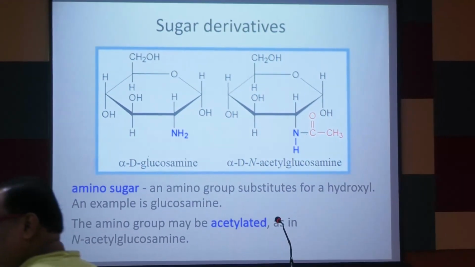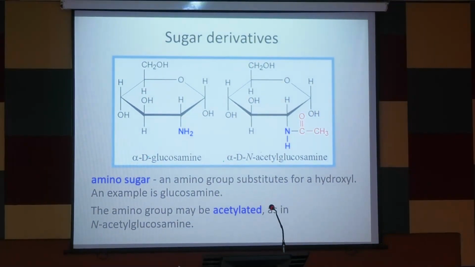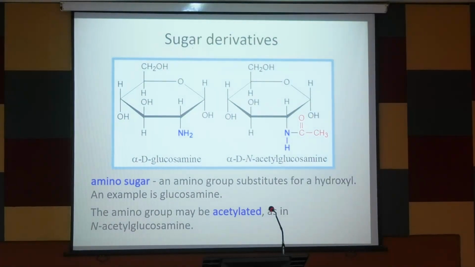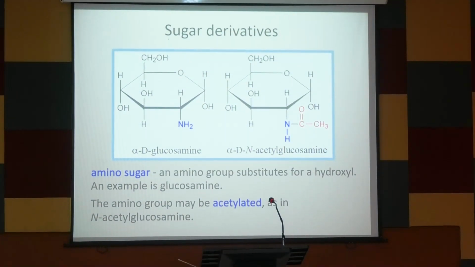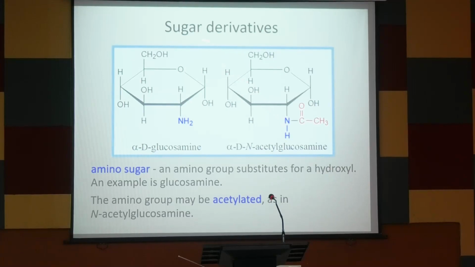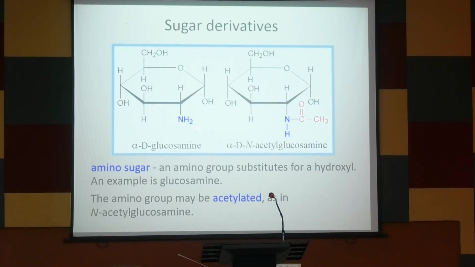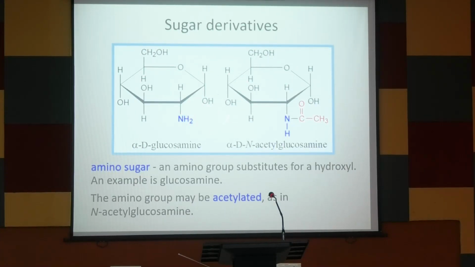Sometimes the sugars are also derivatized to amino sugars. So at which position are they mostly added? See, either they are added at the 2 or 4 position to simply make glucosamine, or sometimes it is also added with one acetyl group. So it becomes N-acetyl glucosamine. Mostly at the C2 position. Remember, glucosamine and N-acetyl glucosamine.